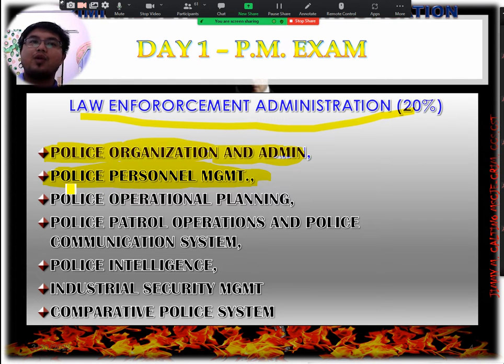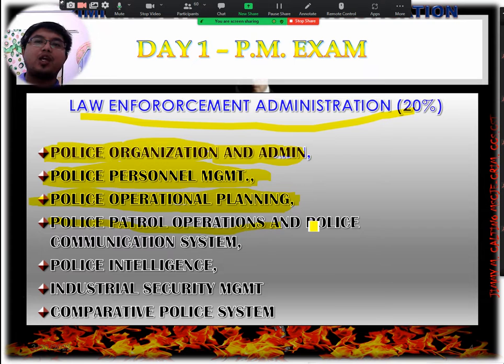So, yan ang pag-uusapan niya. From the time you become a police officer, pagpasok mo bilang isang police hanggang sa ikaw ay mag-retire. No, yan ang personnel management natin. Police operational planning, of course, plans, operational plans, okay, strategic, specific plans, yan, lagi lumalabas yan.